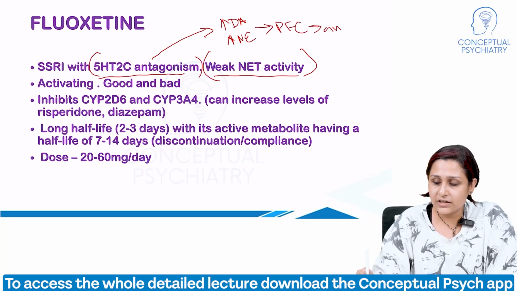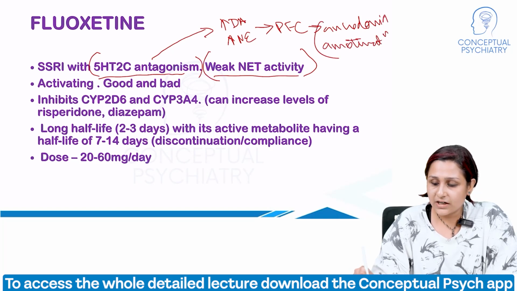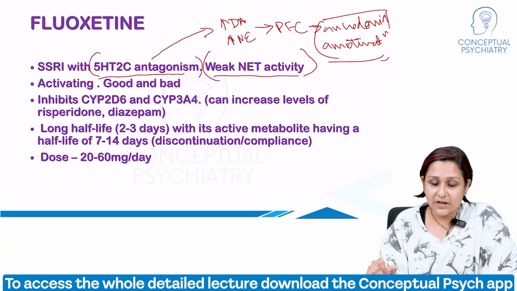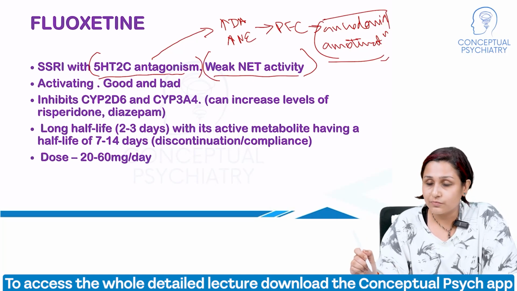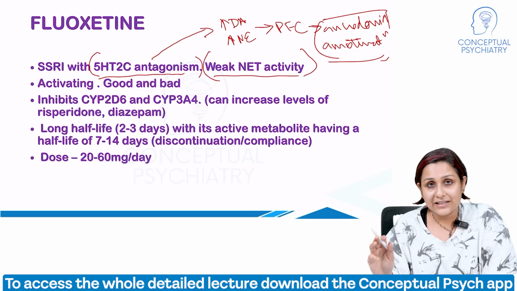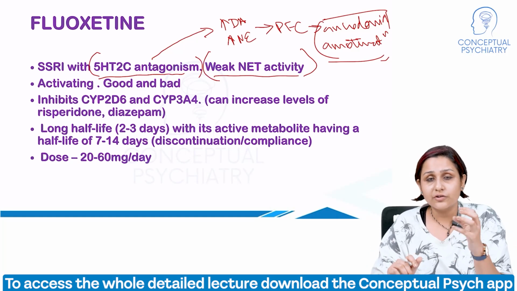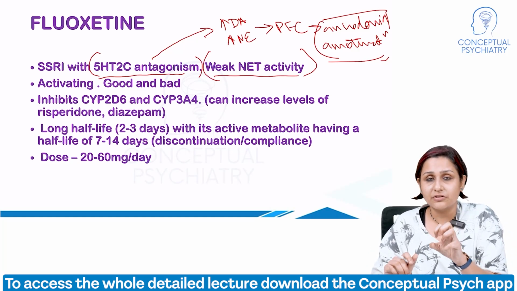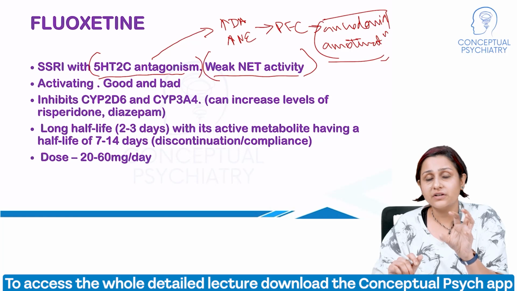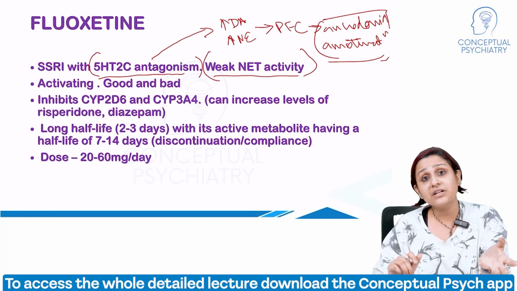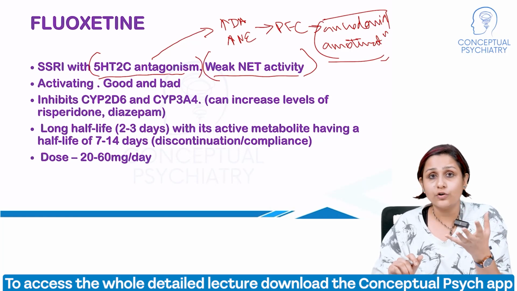So anhedonia, amotivation, all right. These are often addressed by 5-HT2C antagonism. You should also know that in the prefrontal cortex, you don't have dopamine reuptake inhibitors. You have only norepinephrine reuptake inhibitors. And these have a greater affinity for dopamine than for norepinephrine.